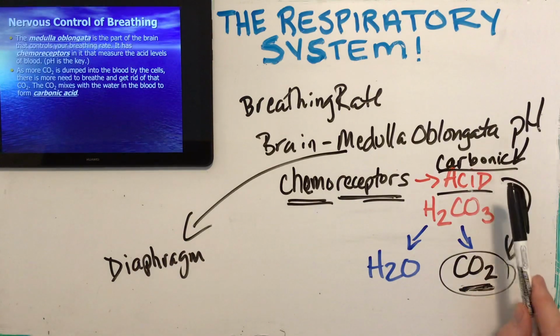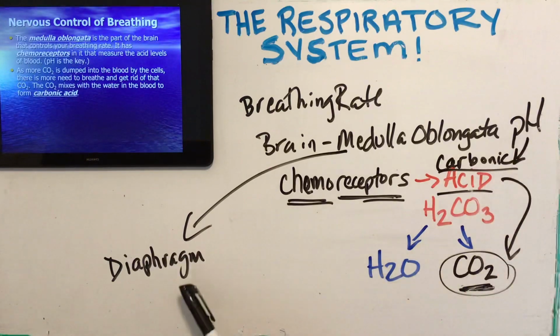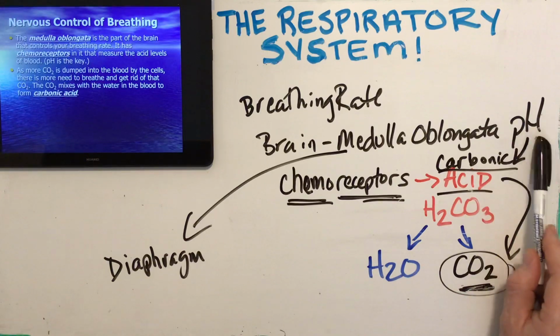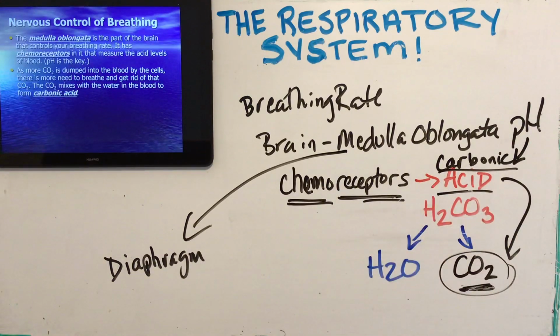CO2 makes pH drop. You breathe up and down and get rid of that CO2. If we get rid of the CO2, we'll get rid of this, and this will go back up to normal. And when it does go back up to normal, the medulla oblongata will tell the diaphragm, okay, we got rid of it, we're good now, you can slow down your breathing, right?